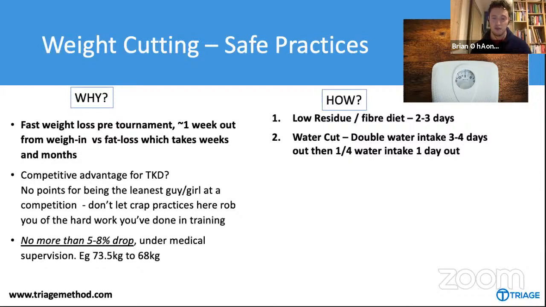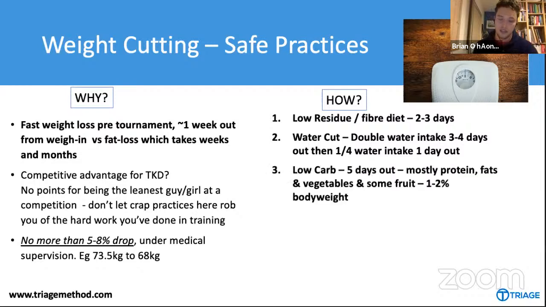So you can afford to do some of these next practices, like going low carb. There was a question that came up earlier. If you go low carb about 5 days out, so we're talking 30 or 50 grams of carbs or less, you're eating mostly protein and fats. The fats are a good way to keep your calories up, so you don't lose energy without making you heavier. Some fruit, maybe some vegetables that are low residue.